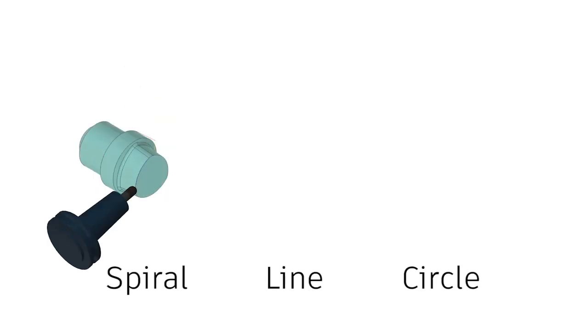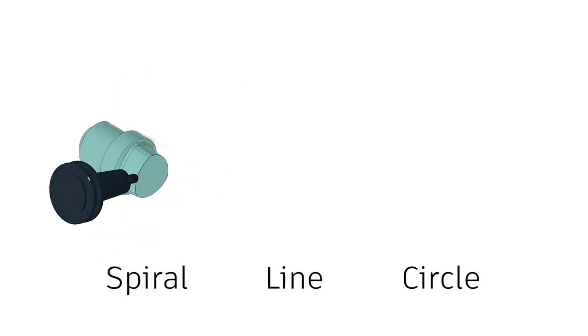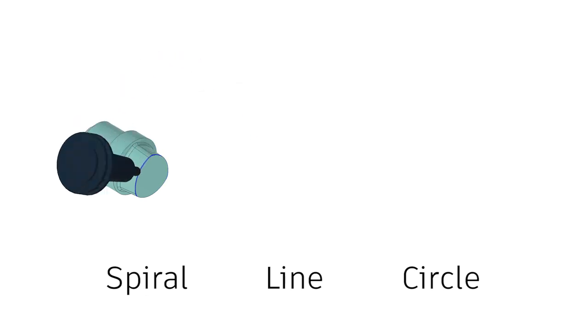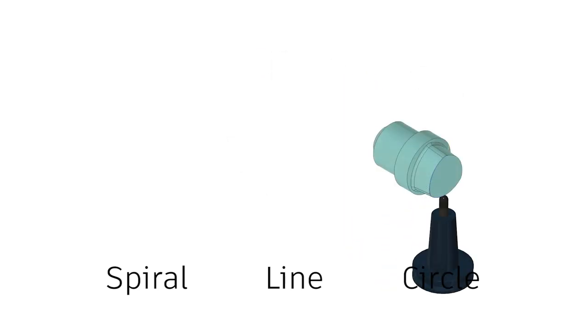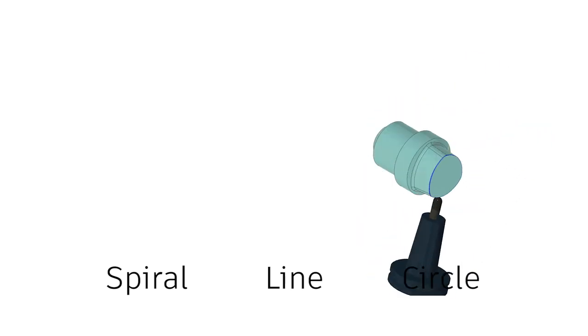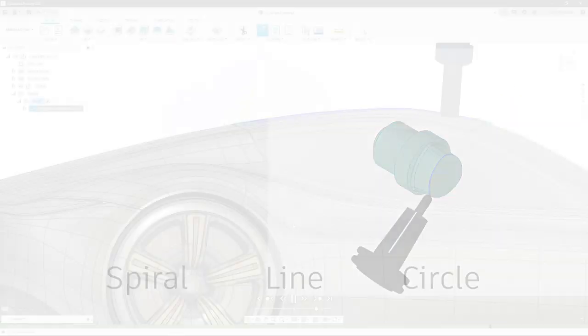The available pass types are spiral, line, and circle, where spiral moves the tool in a constant spiral around the part from the front to the back. Line moves the tool along the axis of rotation with an angular stepover, and circle moves the tool in discrete circular passes connected with a transitional move. Check out the video linked in the description for a more detailed look at rotary.